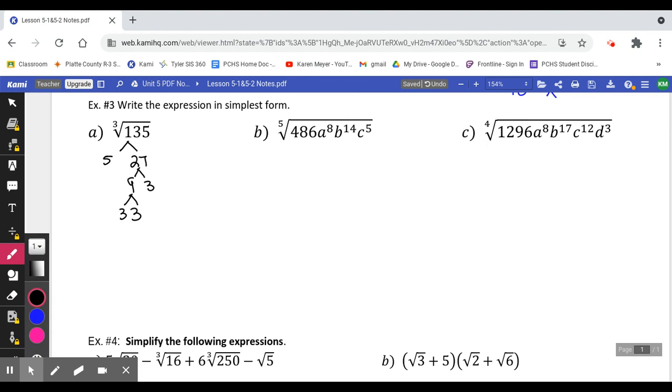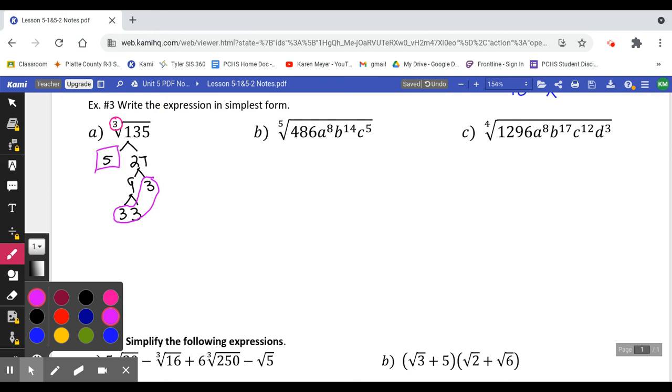Okay, this time, since my index number is a 3, I'm looking for 3 of the same number. And hopefully everybody says, oh, look here, I have 3 3s. So it's not like a square root when you were looking for 2 of the same number. This time we got to look for 3 because it's a cube root. And then my leftover number is 5. So I'm going to put a 3 on the outside. Then I get cube root. So there's my cube root. And then my single goes on the inside. So my answer is 3 cube root of 5.